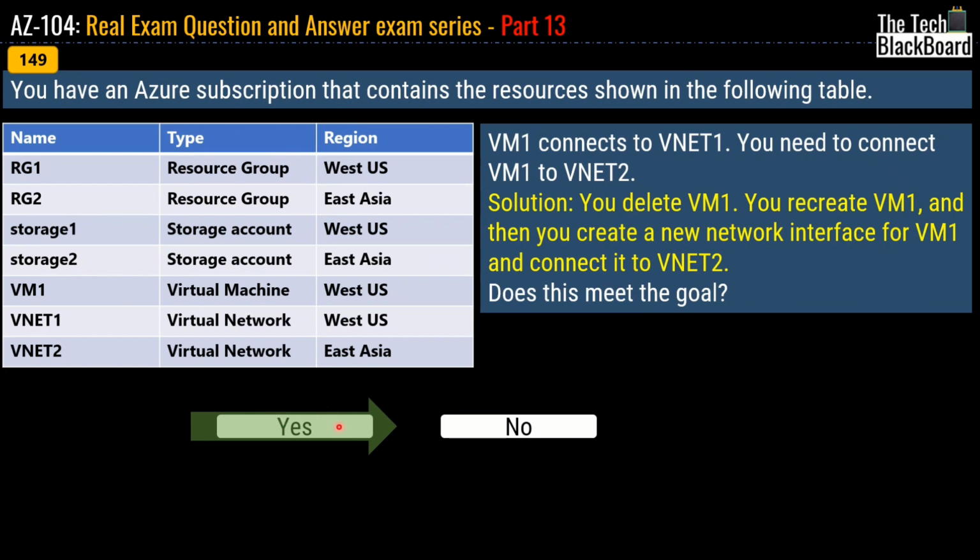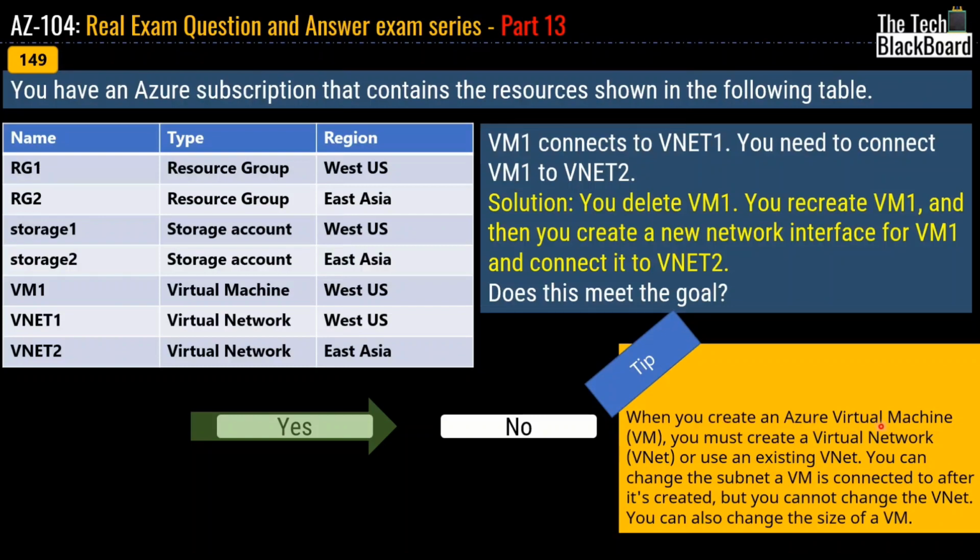Now let me give you a very quick tip. When you create an Azure virtual machine, you must create a virtual network or use an existing virtual network. You can change the subnet that the virtual machine is connected to after it's created. However, you cannot change the virtual network. Besides that, you can also change the size of the virtual machine. So keep these tips in mind whenever you are working with Azure virtual machines or you have to solve a business scenario like this one.